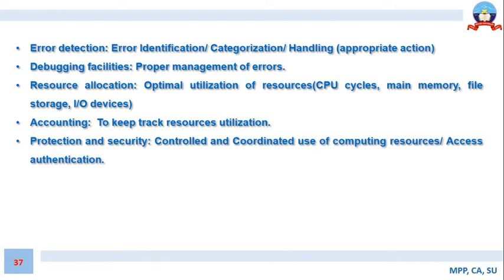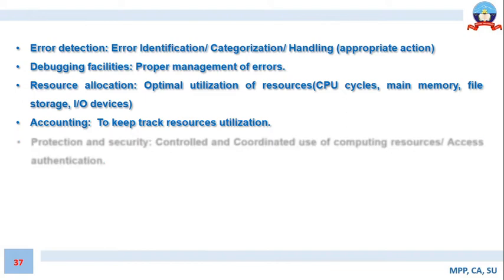Then further on, protection and security. An operating system should be capable of controlling and coordinating the use of all the computational resources, and it should also be capable of ensuring authenticated access to the computer system, so that only the privileged users are capable of utilizing the services of the computer system. So these are some of the notable operating system services that are there.